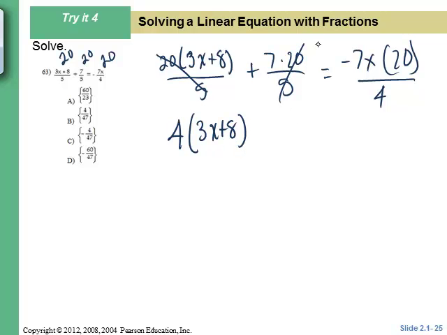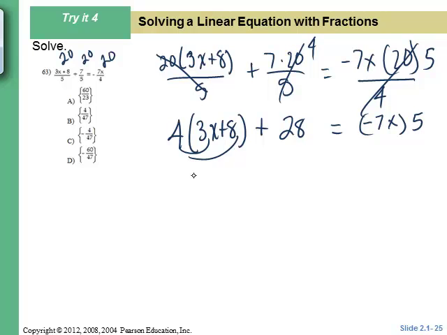20 cancels against the 5, leaving a 4 times (3x plus 8). 20 cancels against the 5, leaving a 4. 7 times 4 is 28. 20 cancels against the 4 for a 5. Negative 7x times 5. Well, let's distribute this, and we get 12x plus 32 plus 28 equals negative 35x.